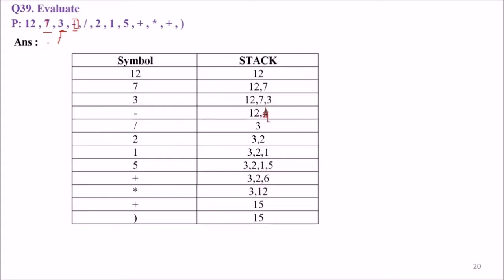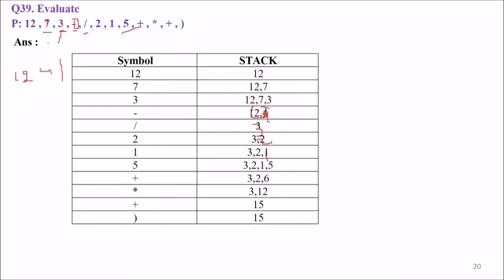Now we go ahead. We have divide. So again we have an operator. So the operator will be applied on 12 and 4. That will give us a certain value, which is 3. So 12 and 4 will be popped out. Division will be applied. The result will be placed on the stack. Now 3 is there. 2 has come. 2 will be placed on the stack. 1 has come. 1 will be placed on the stack. 5 has come. 5 will be placed on the stack.